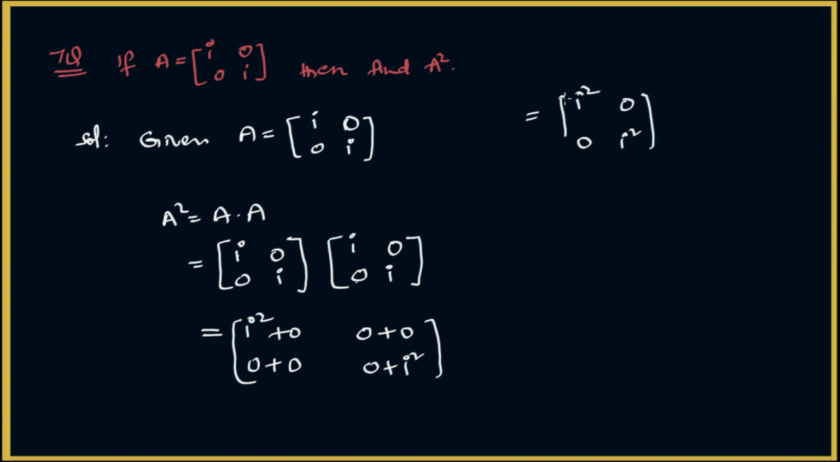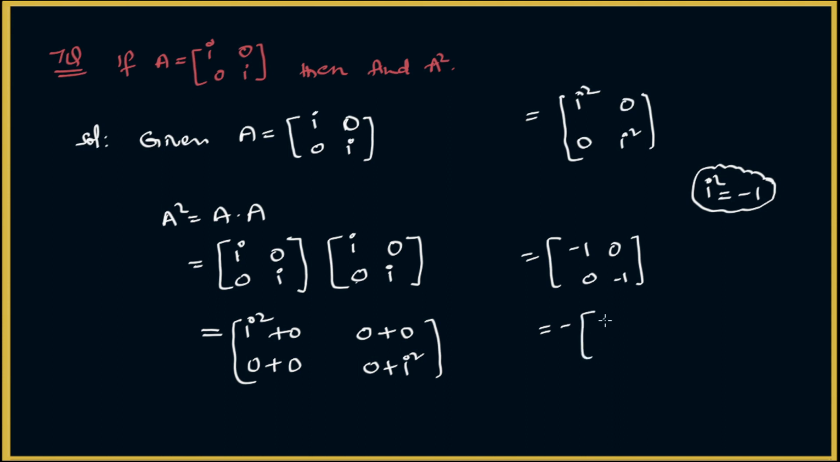So we have the value of i square. What about the value of i square? In complex numbers, the value of i square is minus 1. So this will become minus 1 0 0 minus 1. If you take minus common, this will become 1 0 0 1. And what about 1 0 0 1? That is identity matrix or unit matrix. So A square equals minus I.